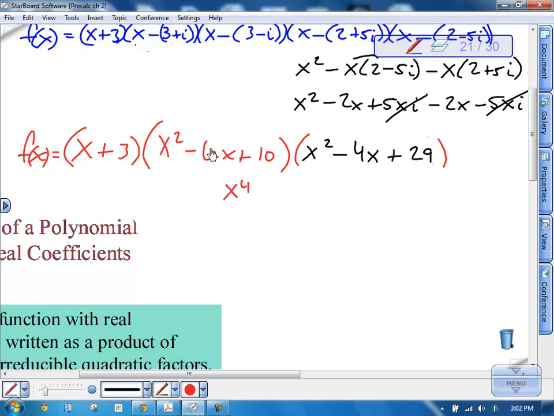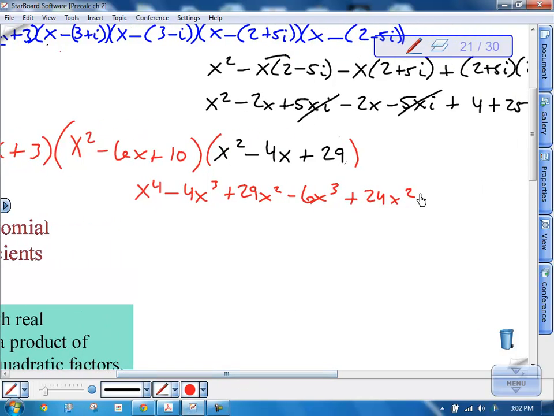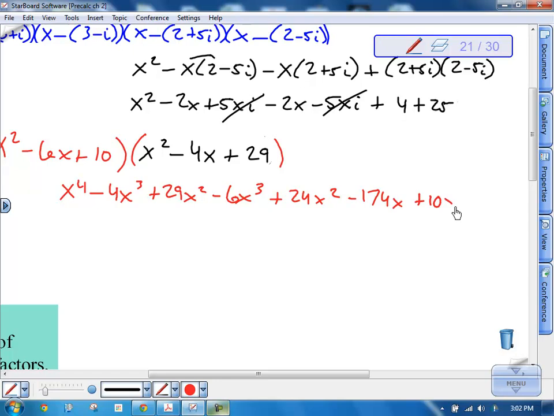and get x to the fourth, and then minus 4x cubed plus 29x squared, and then negative 6x cubed plus 24x squared. And then 6 times 29 is 174, so it would be minus 174x. And then the 10 would be plus 10x squared minus 40x plus 290. I need to simplify all this now.